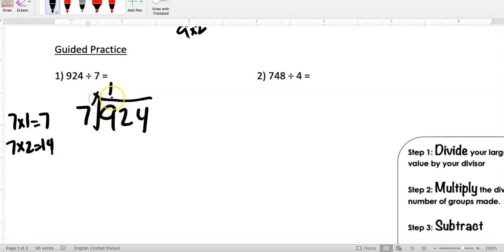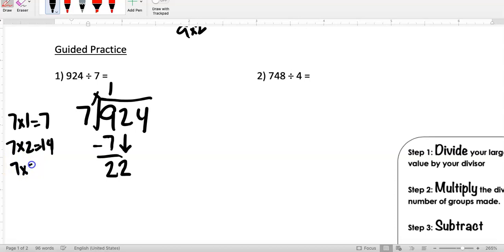Don't forget to multiply here. So 1 times 7 gives you 7. 9 minus 7 gives you 2. Bringing down this 2, don't be ashamed to use arrows. Arrows are going to help guide that digit to the right place and make sure you're not jumbling up your numbers. So now we need to keep going because I need to get close to 22.